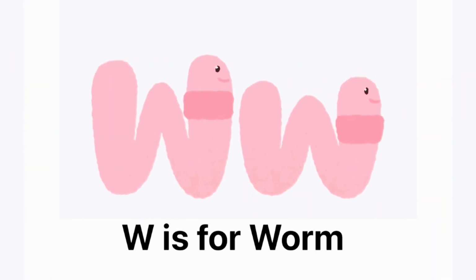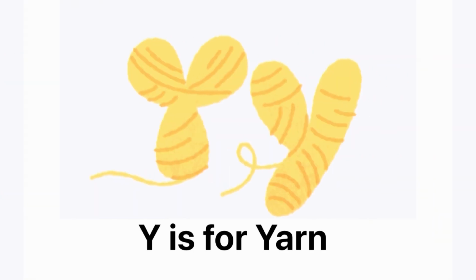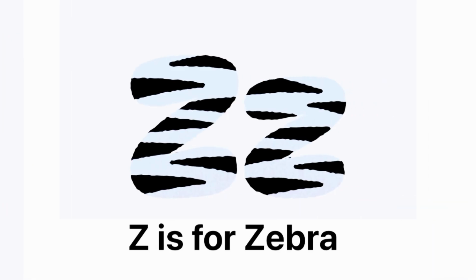W is for worm. X is for Christmas. Y is for yarn. Z is for zebra.